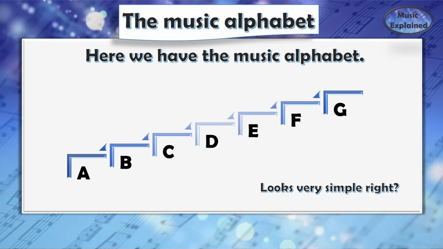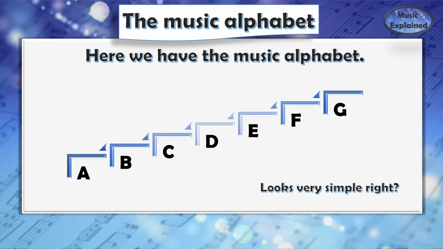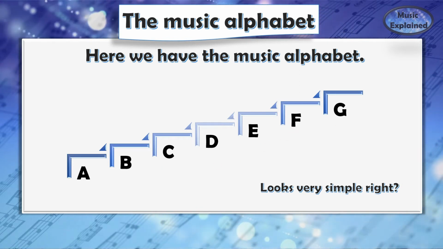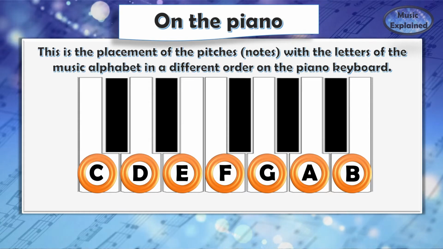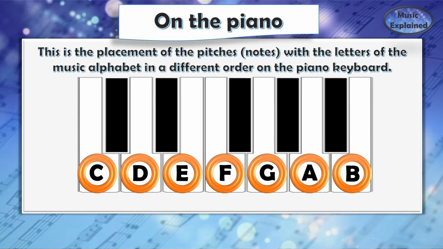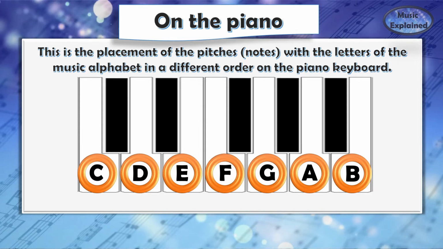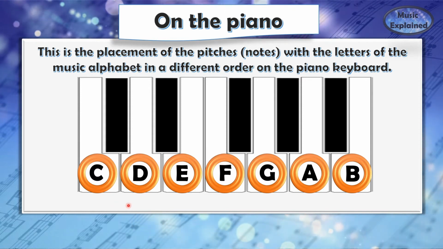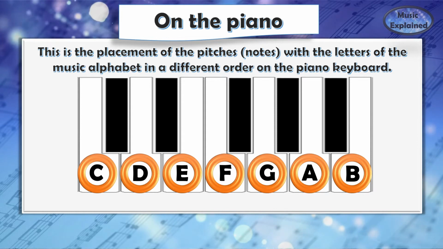Now on this slide we have the music alphabet. A, B, C, D, E, F, G. Looks very simple, right? This is the placement of the pitches or notes with the letters of the music alphabet in a different order on the piano keyboard. C, D, E, F, G, A, and B.